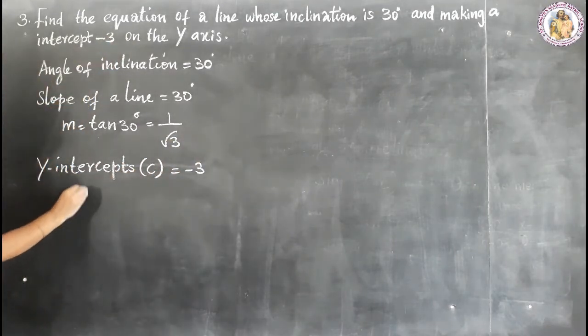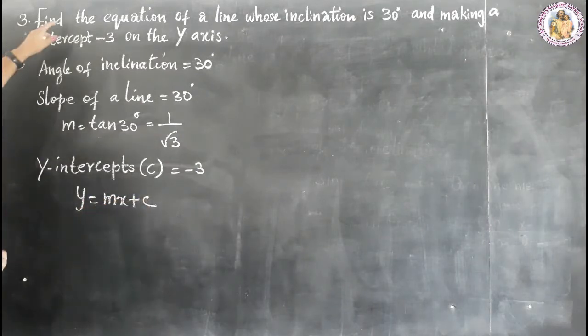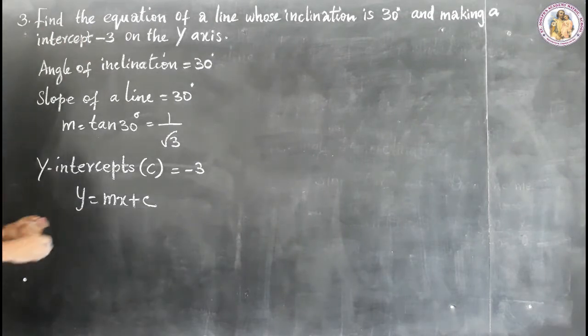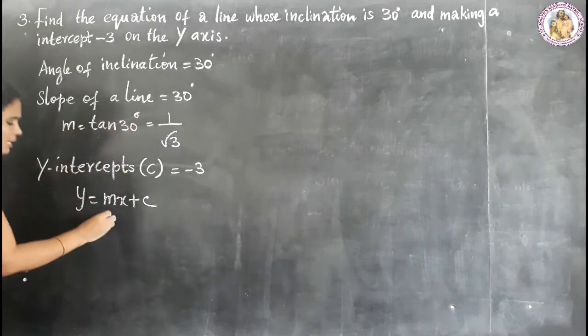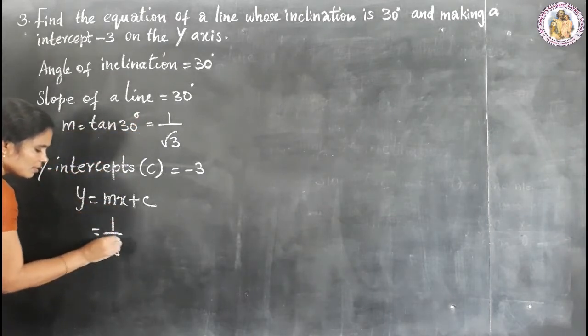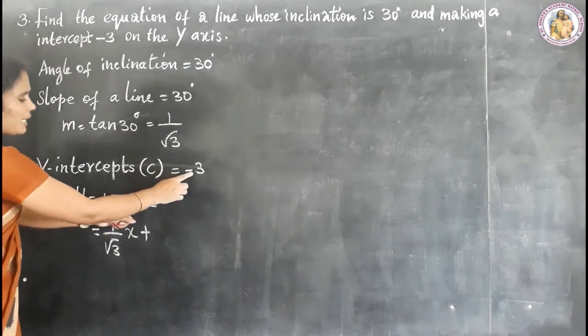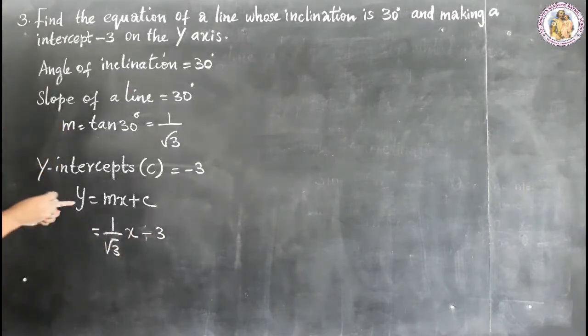Okay, now y is equal to mx plus c, because we have to find the equation of a line. Equation of line, y is equal to mx plus c. So substitute the values. m is 1 by root 3, x, plus c, which is minus 3.